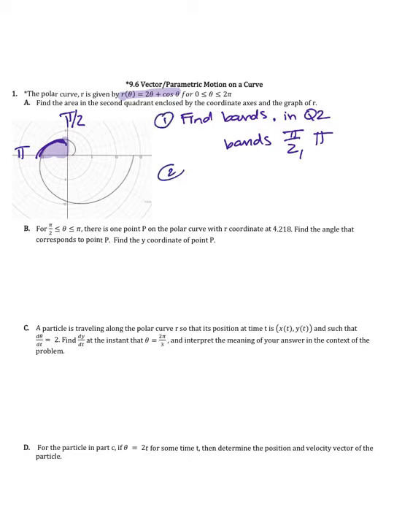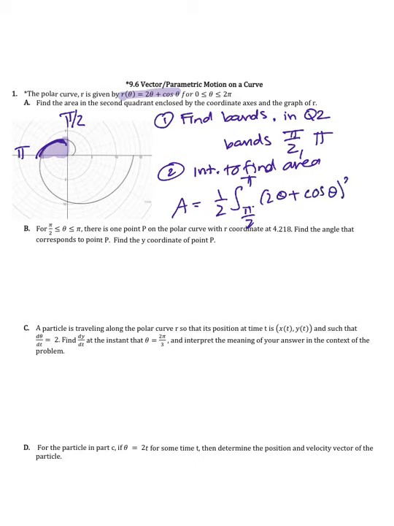The second thing we're going to do is integrate to find our area. So our area is going to be 1/2 of the integral from pi over 2 to pi of our r squared, 2 theta plus cosine of theta quantity squared d theta. And then this here is just a calculator problem. When you plug that into your calculator, you should get 13.338.